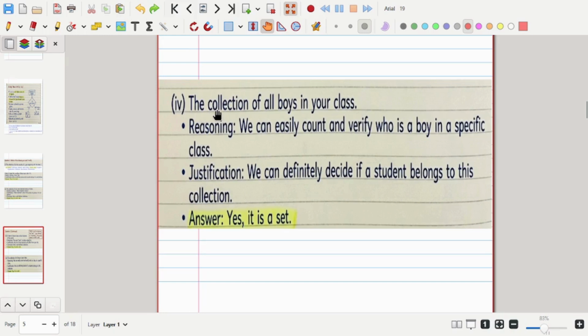Fourth question, the collection of all boys in your class. We can easily count and verify who is a boy in a specific class. We can definitely decide if a student belongs to this collection. Therefore, it is well defined. Therefore, it is a set.